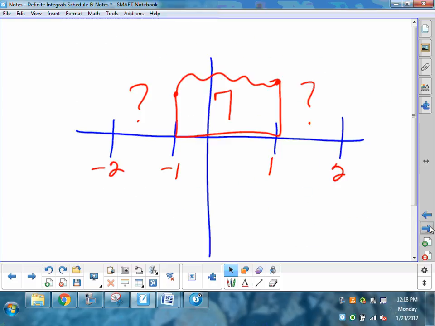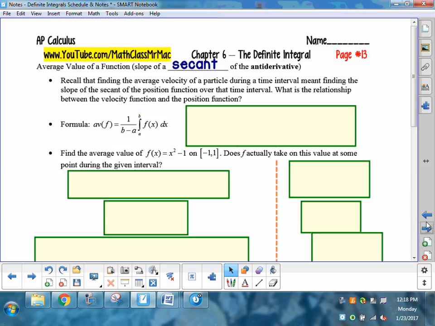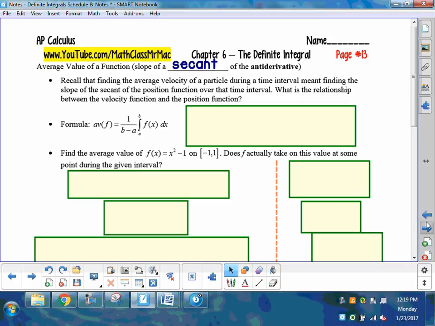Now, let's go over here. This is the only other part, but this is so huge. There's so many questions that get asked about this. It's the average value of a function. The average value of a function is the slope of a secant of the antiderivative. Meaning, the secant connects the start point and the end point. So you've got to go through and figure out what that's going to be.